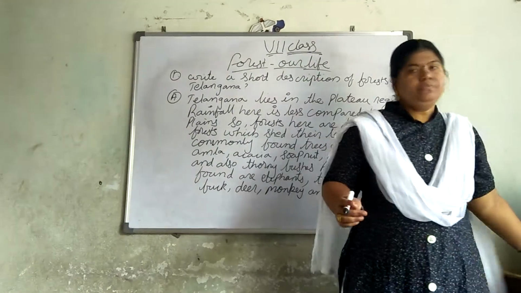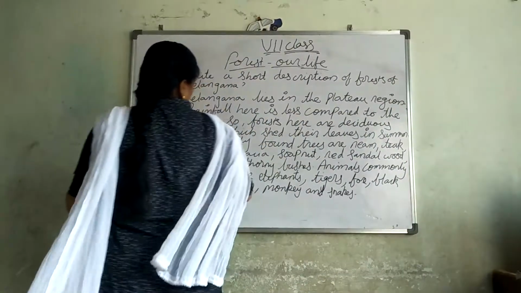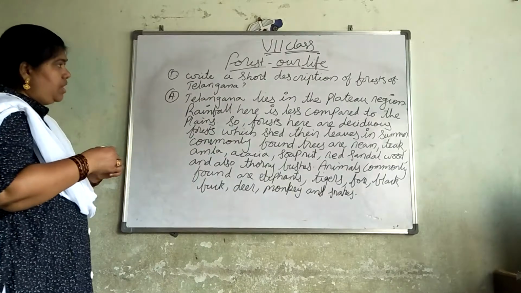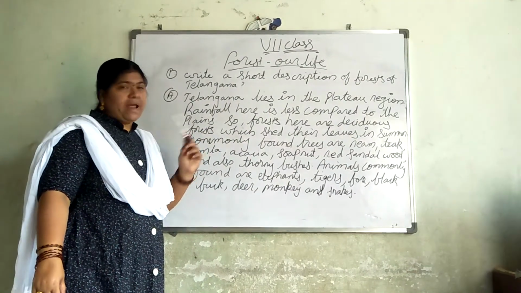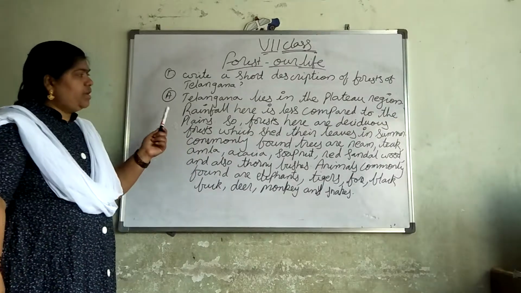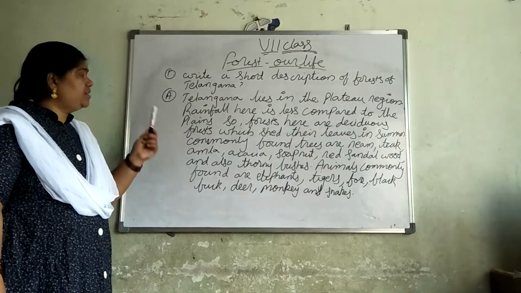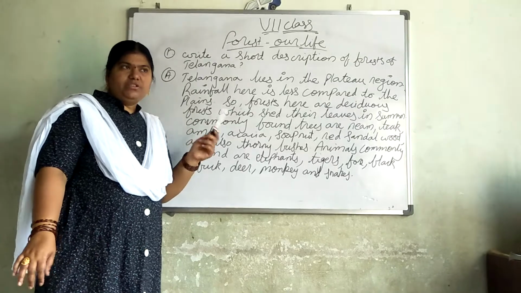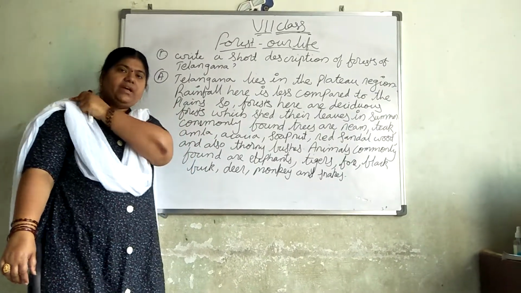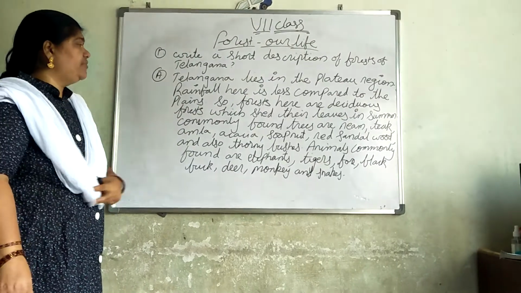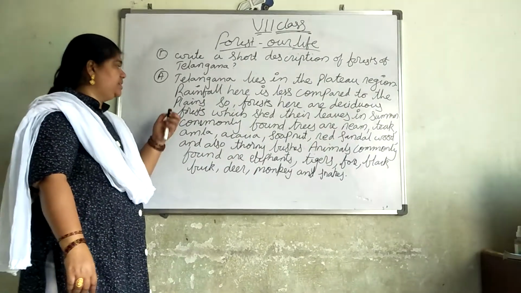So see here, write a short description of forest of Telangana. Telangana lies in the plateau region. Rainfall here is less compared to the plains. Near the plains, they will have coastal regions, meaning rivers and seas will be there, but in plateaus we won't have. And rainfall here is very less compared to the plains.